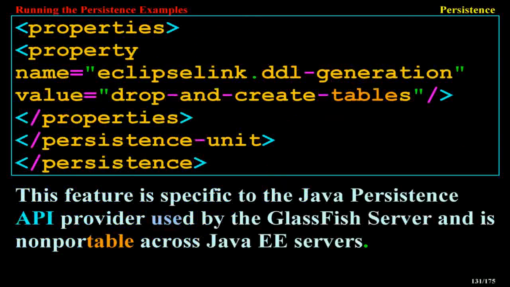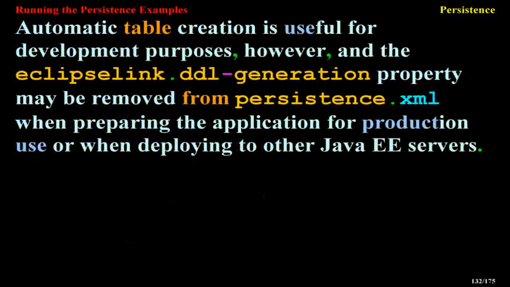Properties. Persistence unit. Persistence. This feature is specific to the Java Persistence API provider used by the GlassFish server and is non-portable across Java EE servers. Automatic table creation is useful for development purposes. However, any EclipseLink DDL generation property may be removed from persistence.xml when preparing the application for production use or when deploying to other Java EE servers.